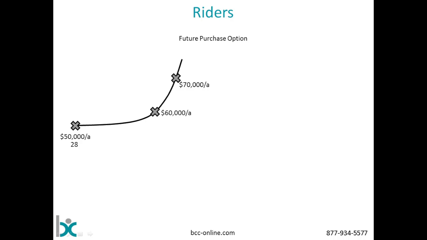Now, that might not be attractive. Our business owner can clearly anticipate that their income is going to increase, assuming that all goes according to plan in the business. So what our business owner will likely do when they acquire their disability policy is they will add on this future purchase option.